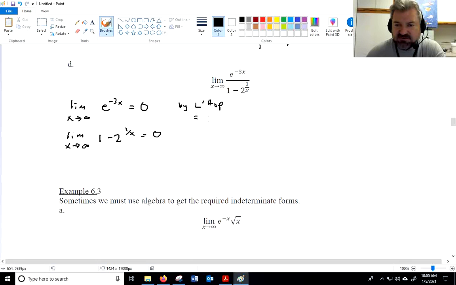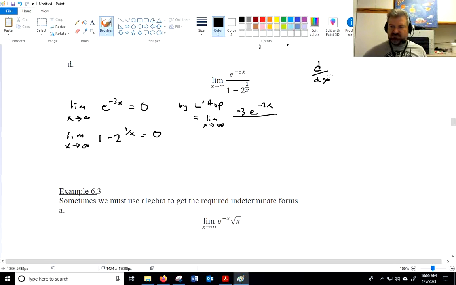So by L'Hopital's, we can say that this limit, if it exists, must equal this. The derivative of the top is going to be negative 3e to the negative 3x. Now the derivative of the bottom, 1 will go away to be 0, and we've got 2 to the 1 over x. So we're going to need our chain rule and our rules about derivatives of exponentials. Let's remind ourselves what the derivative of 2 to the u is. Well, it's 2 to the u times the natural log of 2 times u prime.